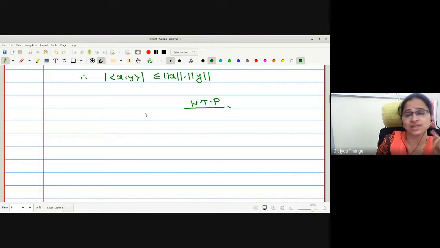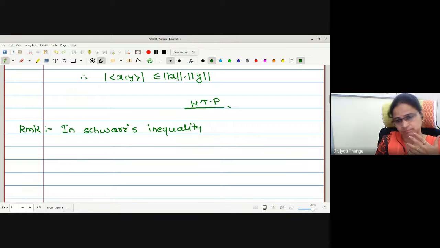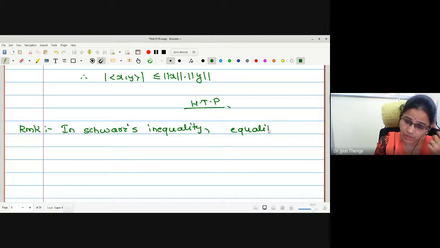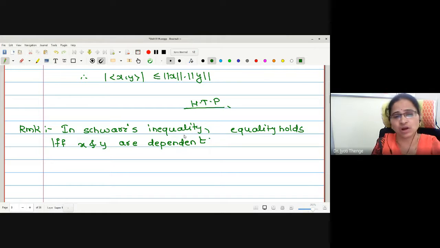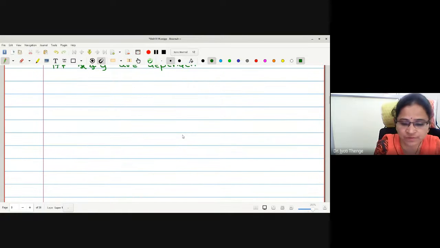Then this Cauchy-Schwarz inequality will hold as an equality if and only if both the vectors are linearly dependent. Equality holds if and only if x and y are dependent. Dependent means what? Scalar multiples of one another, right?